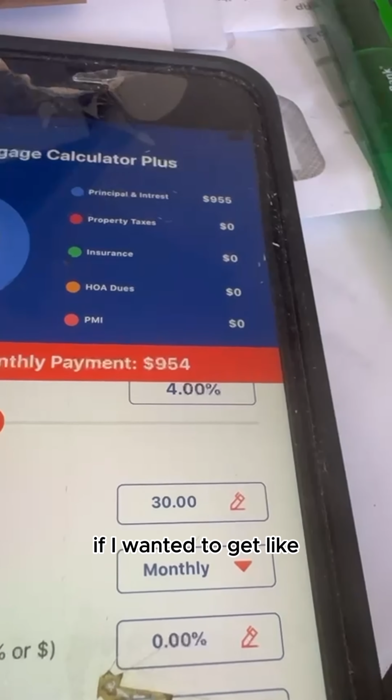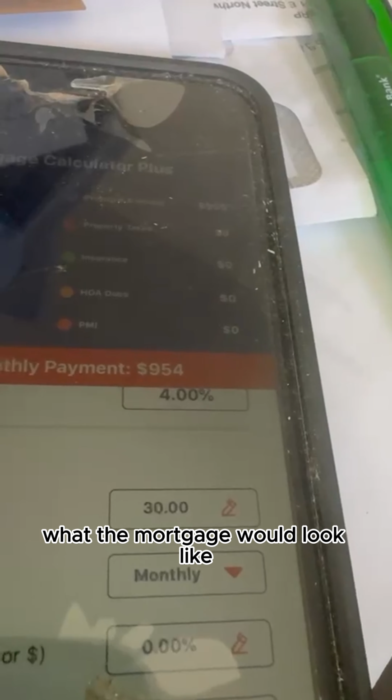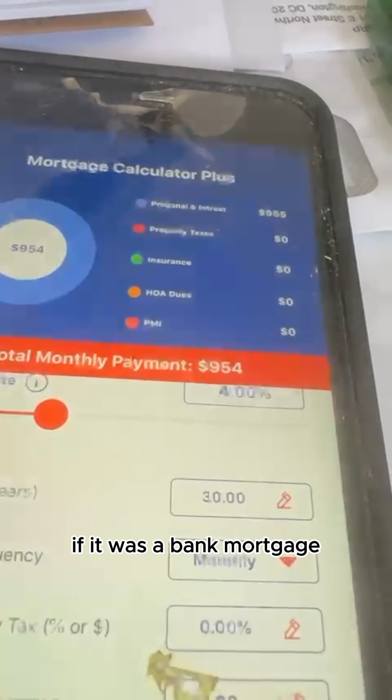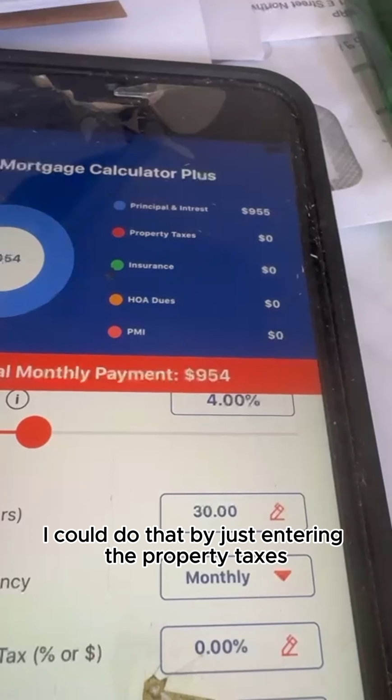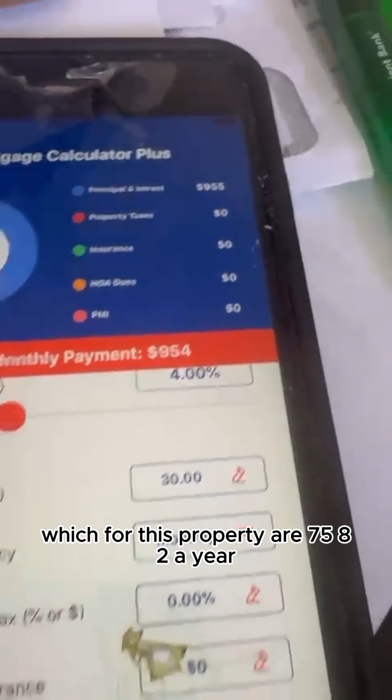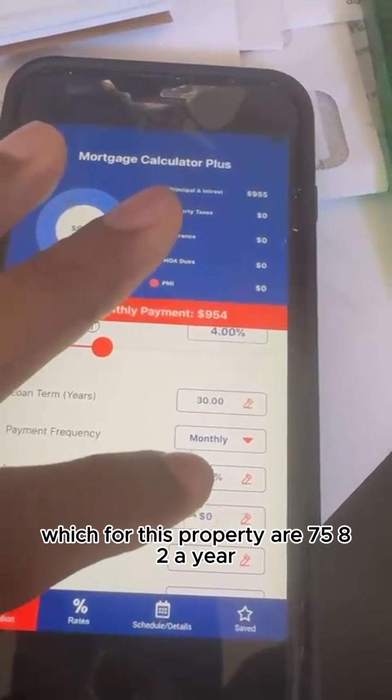For this property, I could also include, if I wanted to get like what the mortgage would look like if it was a bank mortgage, but everything was included. I could do that by just entering the property taxes, which for this property are $75.82 a year.